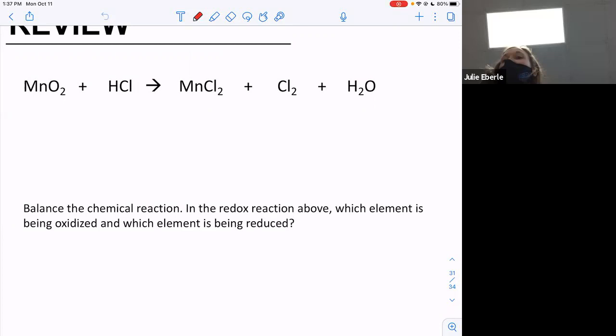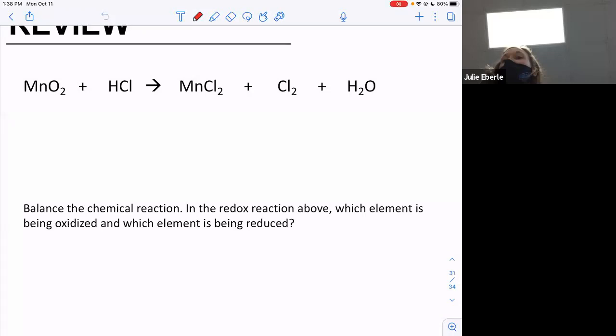All right, so MnO2 plus HCl makes MnCl2, or sorry, Cl2, chlorine, and water. This is manganese oxide, not magnesium. Manganese is Mn, magnesium is Mg. Manganese is a transition metal, so it's hard to know what our oxidation number is going to be on manganese. That's going to be one of the hardest parts of this. So first balance it, and then it's a redox. We're going to figure out which elements oxidized and which ones reduced.